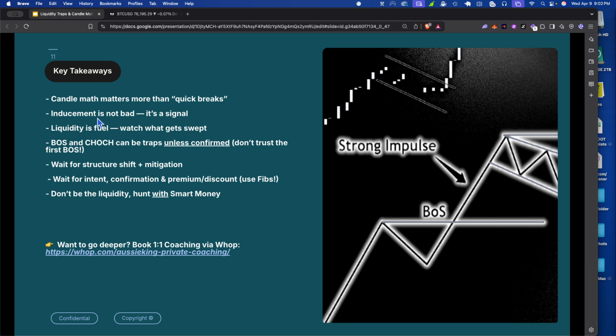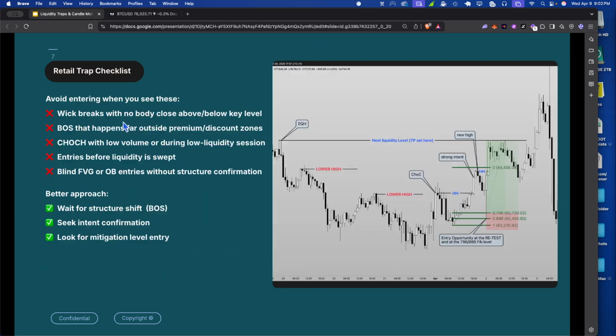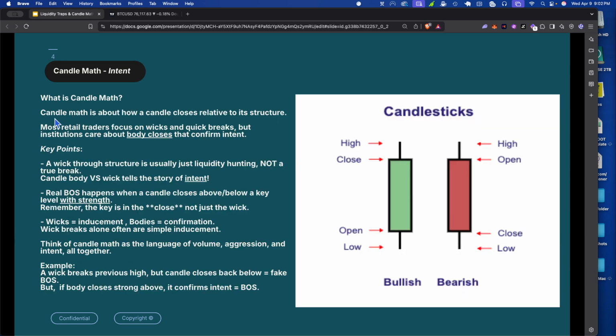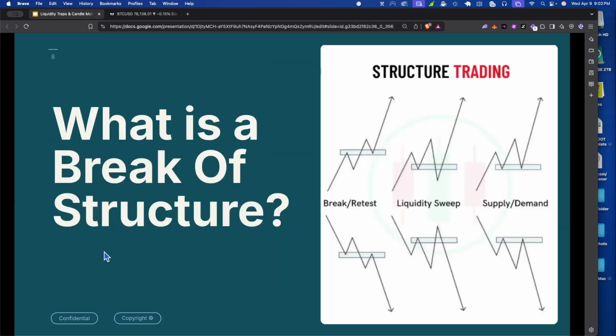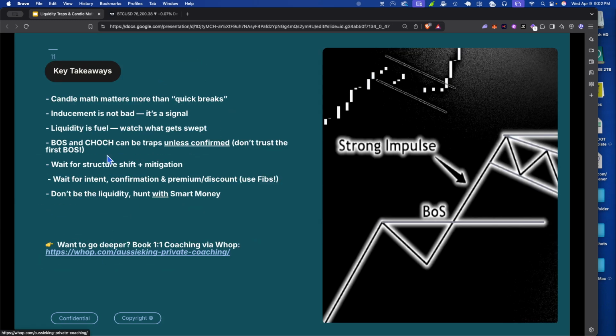So the key takeaways for me in these sessions were: candle math. Remember what we talked about? Think of candle math as the language of volume, aggression, and intent all together. That language for me is more important than the quick breaks. The quick breaks can be a little impulsive, weak, or anything like that. So it's more important to have a bigger picture than just looking at a single wick.